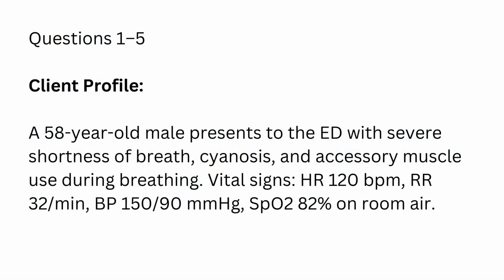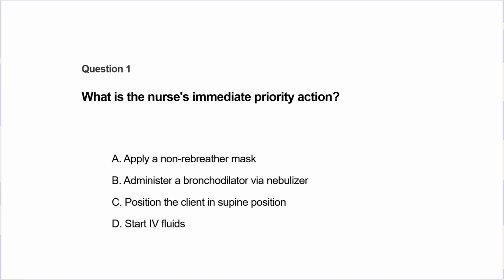Questions 1 to 5. Client profile. A 58-year-old male presents to the ED with severe shortness of breath, cyanosis, and accessory muscle use during breathing. Vital signs: HR 120 BPM, RR 32 per min, BP 150 over 90 mmHg, SpO2 82% on room air. 1. What is the nurse's immediate priority action? A. Apply a non-rebreather mask.